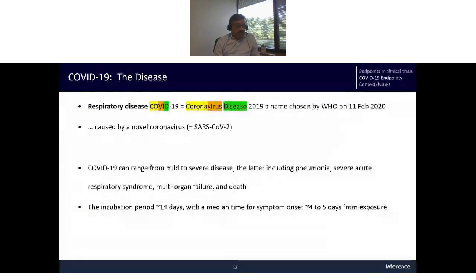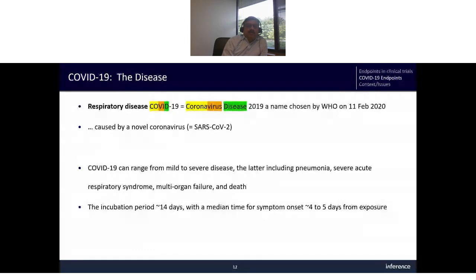Now, coronavirus is not unique to COVID, right? There are different strains, different viruses. I don't want to get into that, but coronavirus is a generic thing, in some ways, right? And it can lead to different diseases.